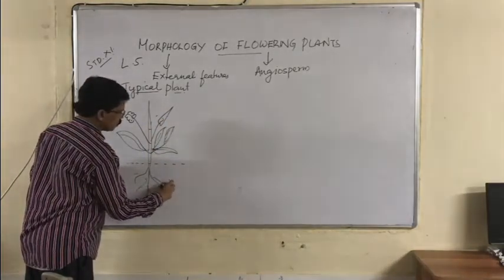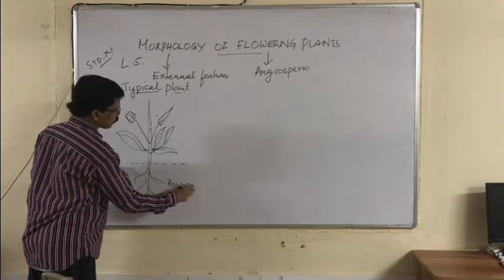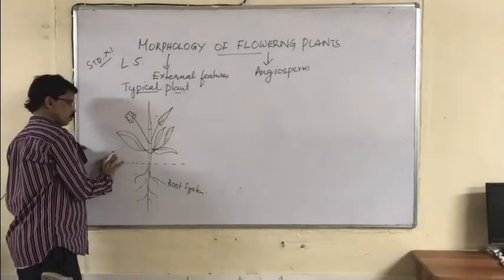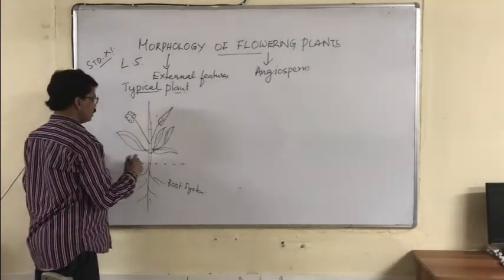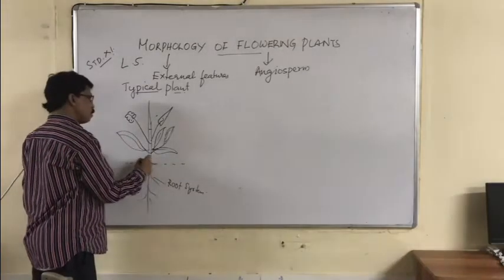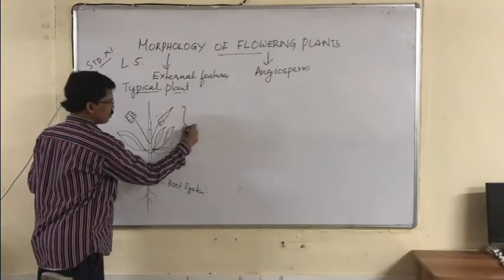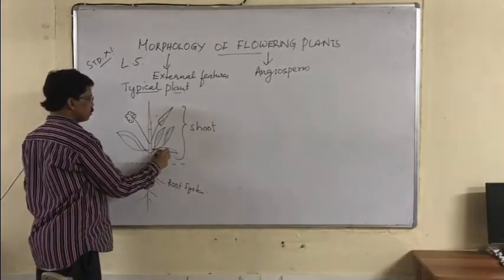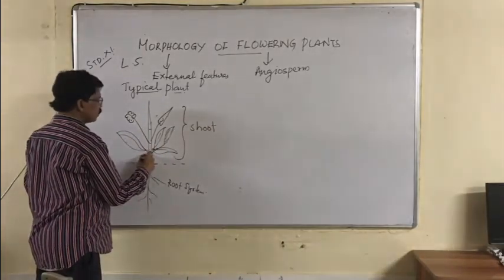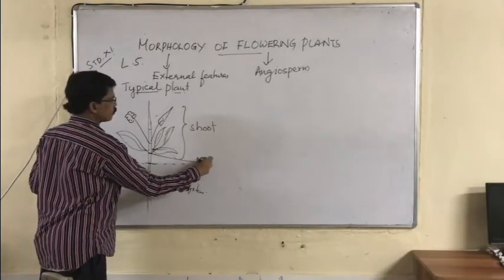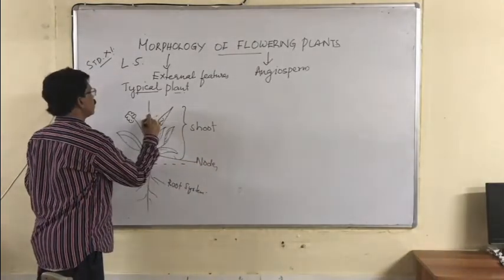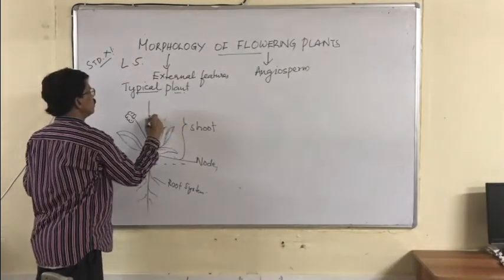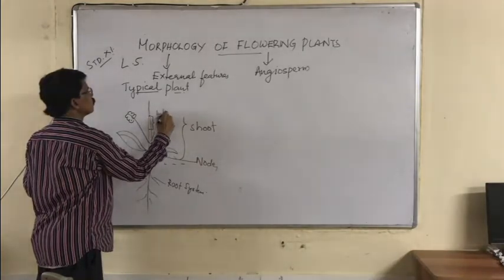So root system is the first part. Then the part of the plant seen above the soil is called the shoot system. It may contain leaves, branches, then nodes, then internode. What is this? Internode.